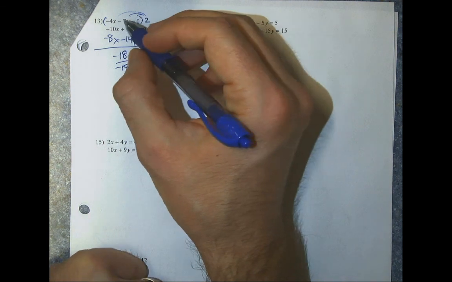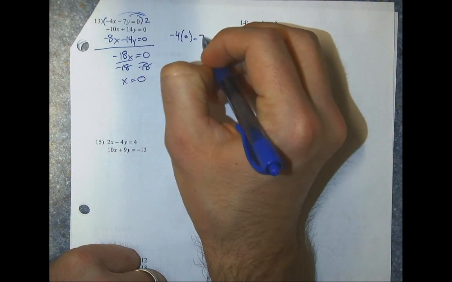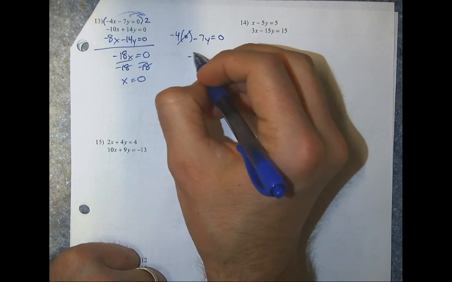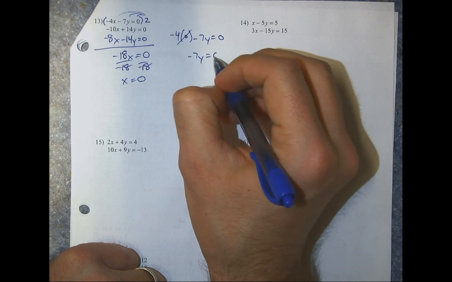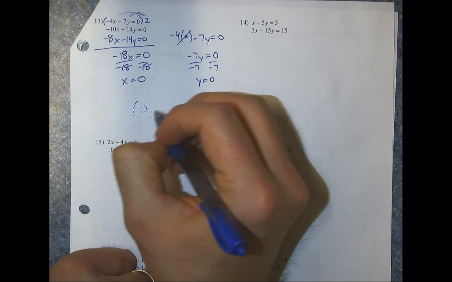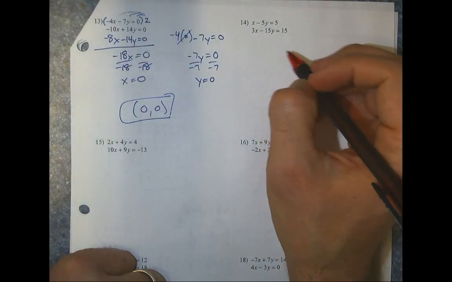Go ahead and plug 0 in for x. So negative 4 times 0. So that just goes away because it's 0. So I have minus 7y equals 0. Divide by negative 7. Y is also equal to 0, and that's okay. Final answer, 0, 0. Okay, 14.